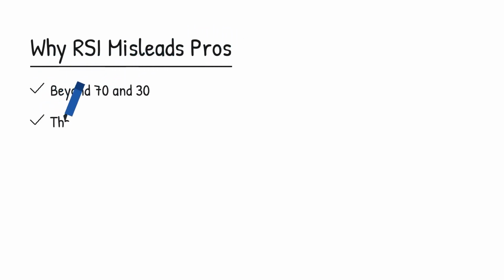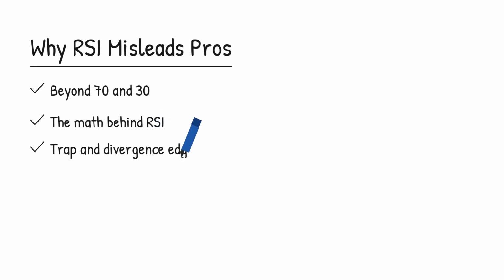Most traders learn RSI as a simple overbought and oversold tool. Above 70, sell. Below 30, buy. If you have ever traded that rule in a real trend, you know it can bleed your account. Today we go deeper. We will rebuild RSI from its math, expose the overbought trap, and turn divergence into a precision tool for entries and exits.